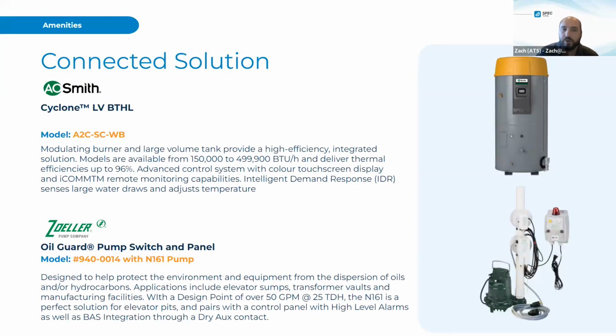But this particular oil guard, the product is designed around elevator pits. So the 161 series is going to do a little bit over 50 GPM at 25 to 30 TDH. So it's going to be designed for that elevator vault.